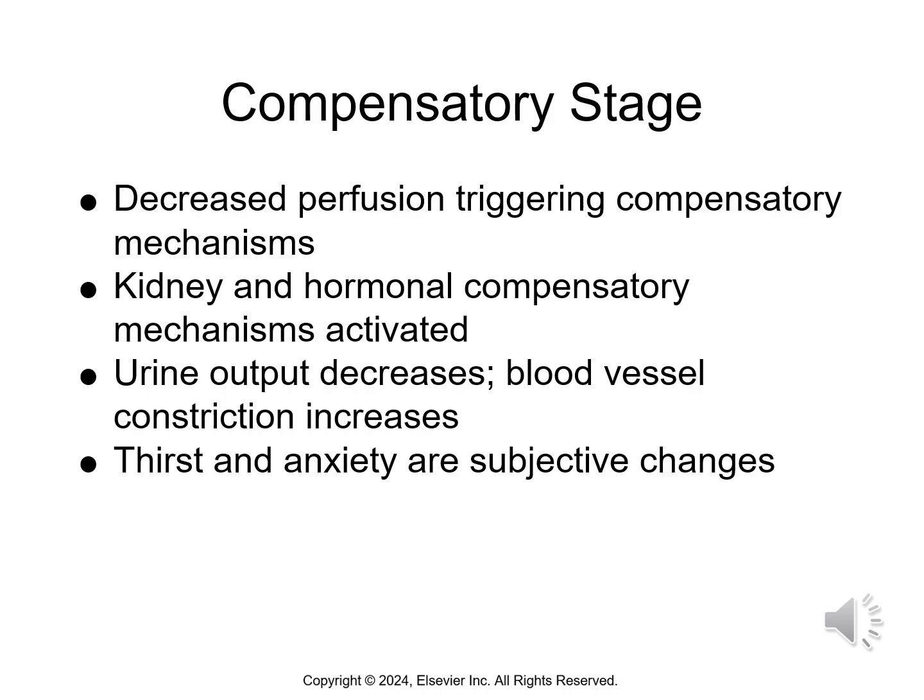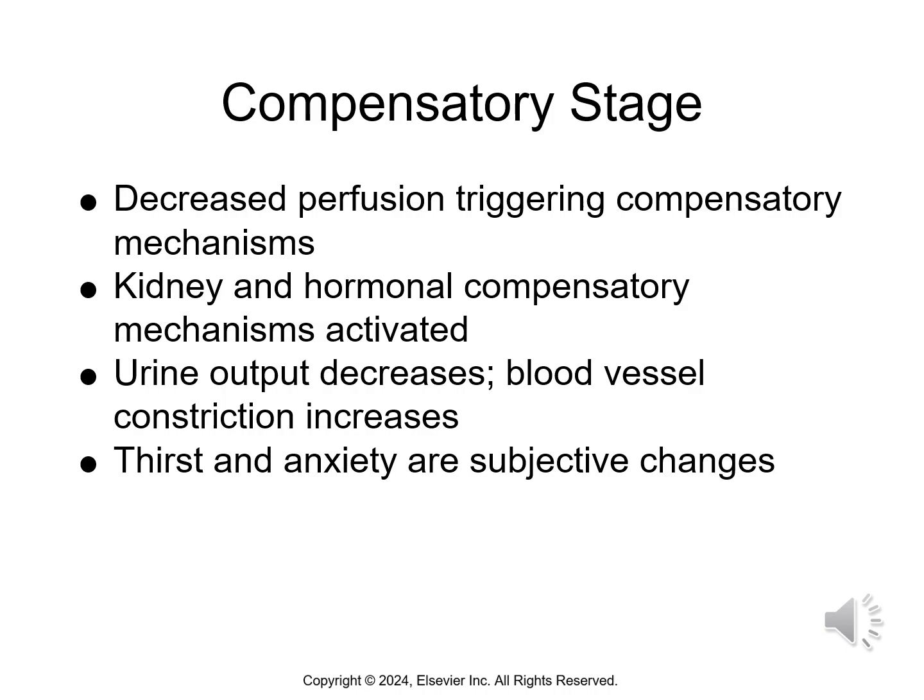The compensatory stage of shock occurs when decreased tissue perfusion triggers neural, endocrine, and chemical compensatory mechanisms to maintain the MAP and supply oxygen to the vital organs. The neural compensation response stimulates the sympathetic system, resulting in systemic vascular constriction, coronary artery dilation, increased heart rate, and increased myocardial contractility. This response is effective, and both the cardiac output and MAP are maintained within the normal range.